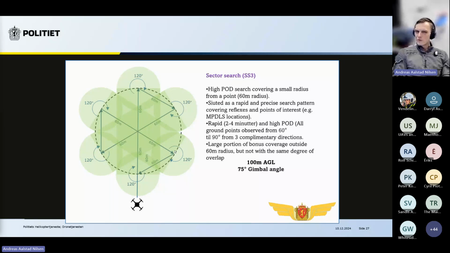It only takes around 2 to 4 minutes to complete, and every point within this radius is observed from 60 to 90 degrees towards the ground as the drone passes. And there is also a large bonus overlap on the outside of the circle, but not with the same degree of overlap. It's fairly complex to do manually, so we have collaborated with our software provider on the drones themselves to make this an automated pattern so that we can press play and the drone flies exactly in the pattern we want it to, and also with the gimbal angles and camera adjustments that we need to.